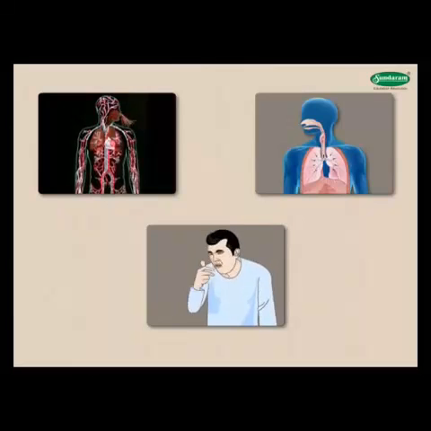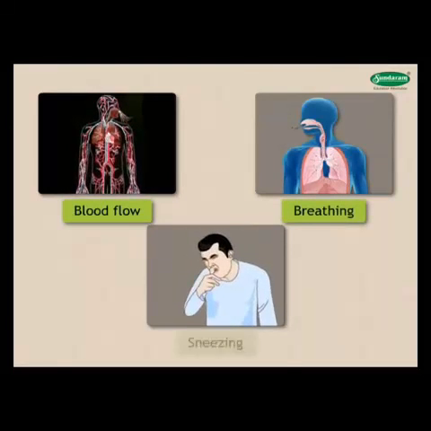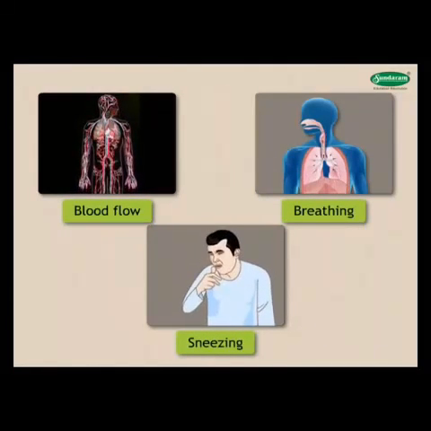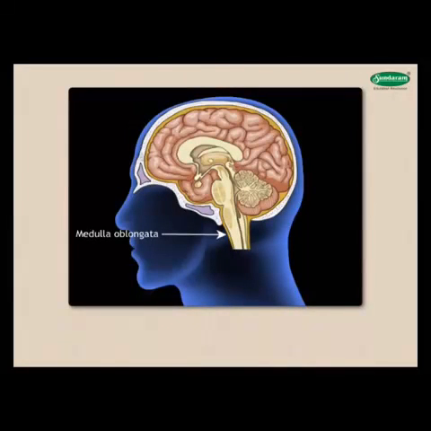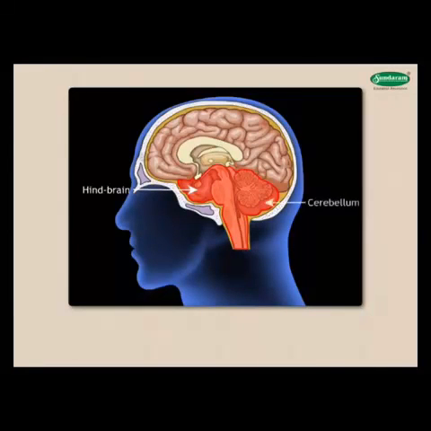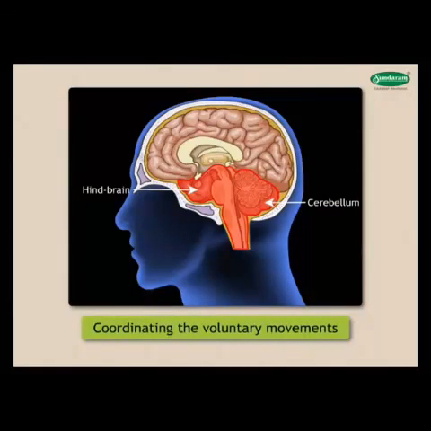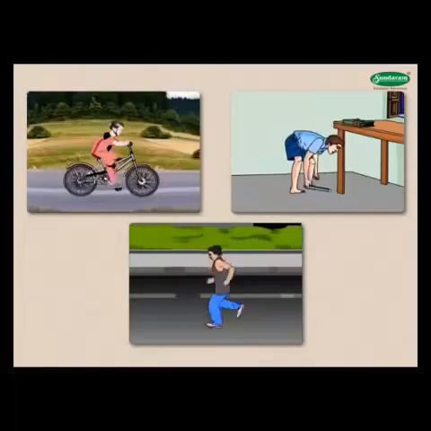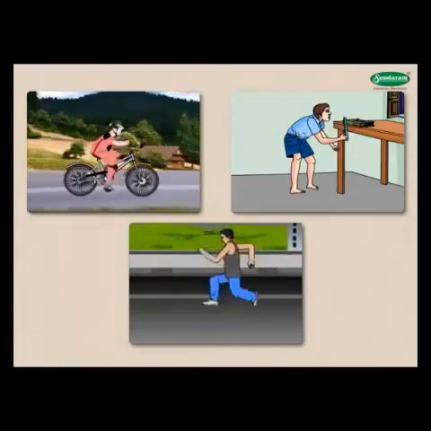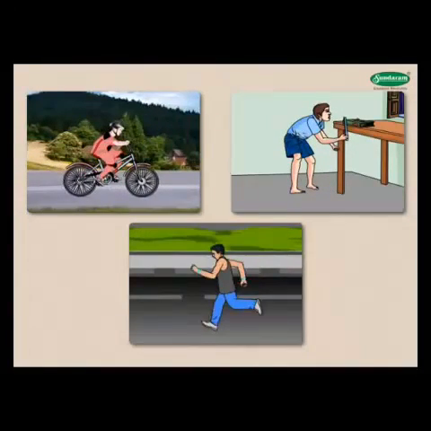Involuntary activities like blood flow, breathing, sneezing, etc. are controlled by the medulla oblongata, a component of the hindbrain. Another component of the hindbrain is the cerebellum. It is responsible for coordinating the voluntary movements and also maintaining the balance of our body. Example, riding a bicycle, picking up an object from the floor, running along a straight line, etc.